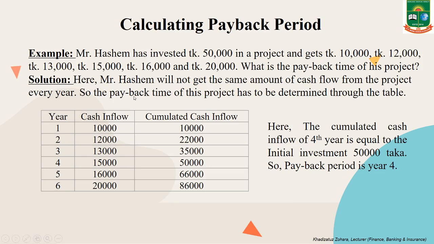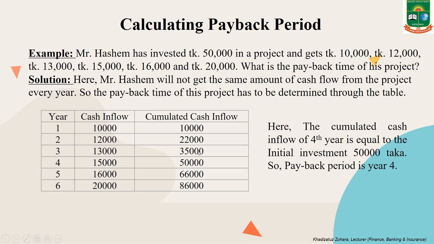Here the table is year, cash inflow and cumulative cash inflow. We have to draw 3 columns and 7 rows. For 6 years, 1, 2, 3, 4, 5 and 6, and cash inflows are 10,000, 12,000, 13,000, 15,000, 16,000 and 20,000. And the cumulative cash inflows. See, first year cumulative cash inflow and cash inflow is same, 10,000. And in second year the cumulative cash inflow is 22,000. That means 10,000 plus 12,000 equal to 22,000.